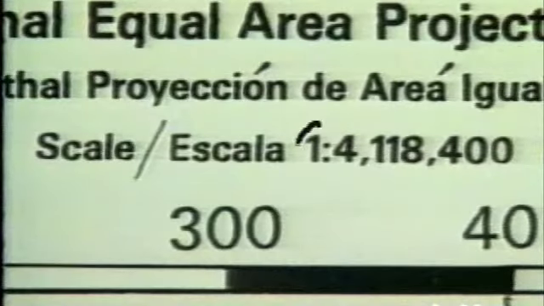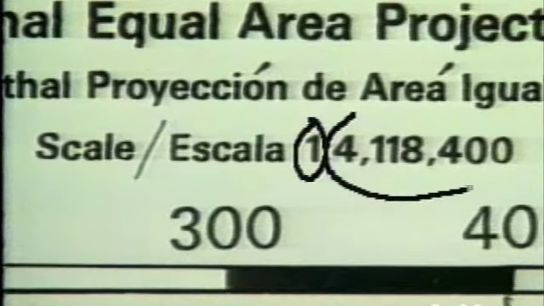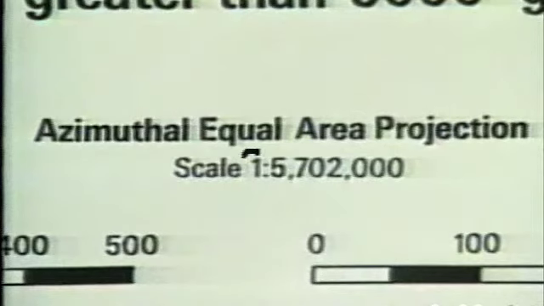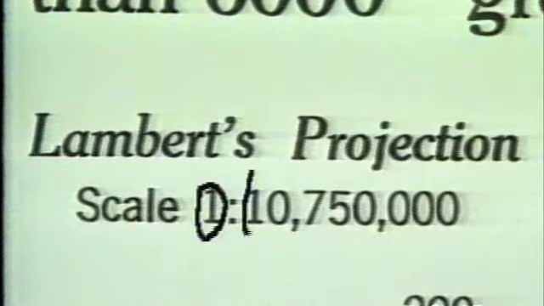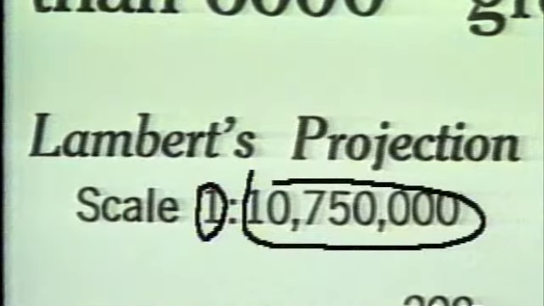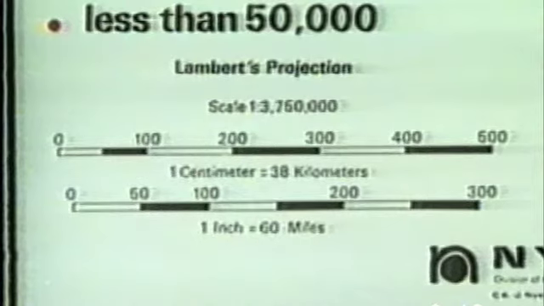Sometimes scale is shown as a ratio, such as 1 to 10, or even 1 to 100,000. This means that 1 unit on the map is equal to 10 or 100,000 units on the Earth. These units can be labeled as inches, feet, yards, miles, or other such units.